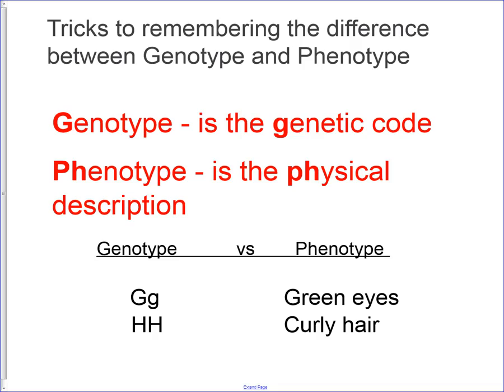Tricks to remembering the differences. Genotype starts with G, and so does genetic code. Phenotype starts with PH, and so does physical description. So, for example, big G, little g, that would be a genotype. Big H, that's a genotype. Green eyes is a physical description. Curly hair is a physical description. Those are phenotypes.